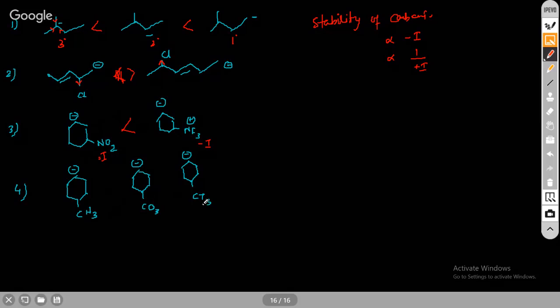CH3, CD3, CT3. CH3 shows plus I effect, no? So all these three will show plus I, but plus I of CT3 is maximum, I told you this. Plus I is electron releasing. So stability is minimum for this and maximum for CH3, and the order will be this. Correct?